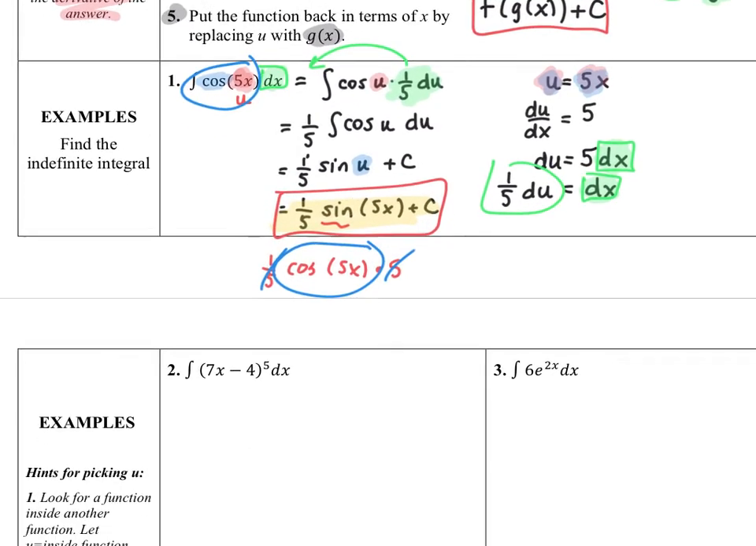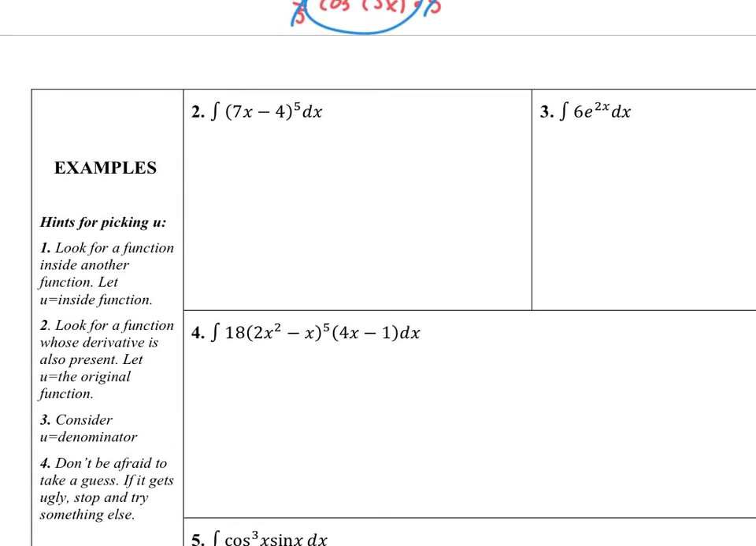And because that was so much fun, let's do another. I see in number 2, I have an inside function, the 7x minus 4 is inside of that 5th power function, so I'm going to let u equal 7x minus 4.